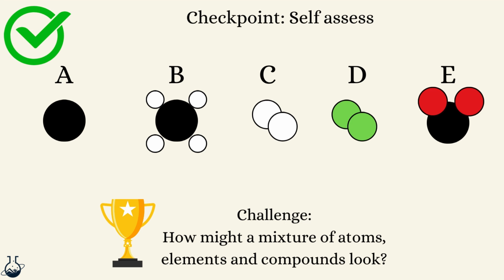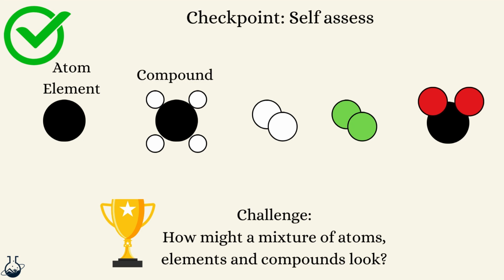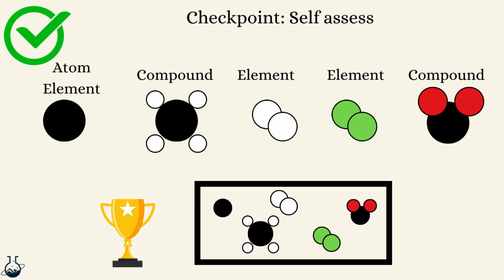Time to check our work. Marking pens at the ready. On the left is a single atom. It's only one type, so it can also be considered an element. Next, we have 4 atoms made of 2 different types, so this is a compound. Next, we have 2 atoms of the same type. This is an element. And same again. And lastly, a compound. If you gave the challenge a go, great job.